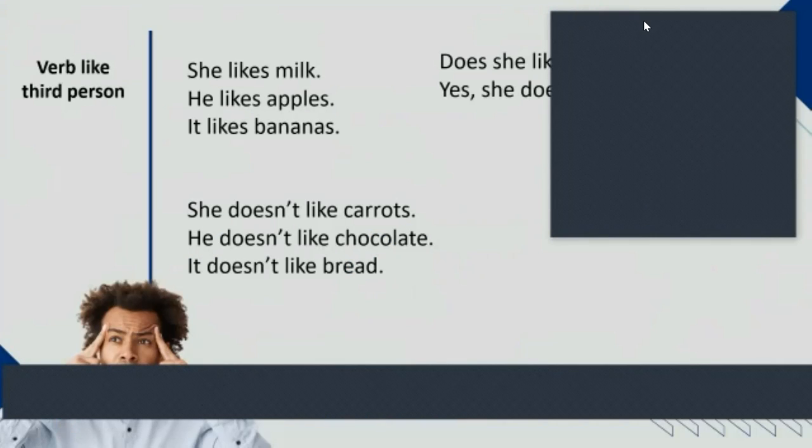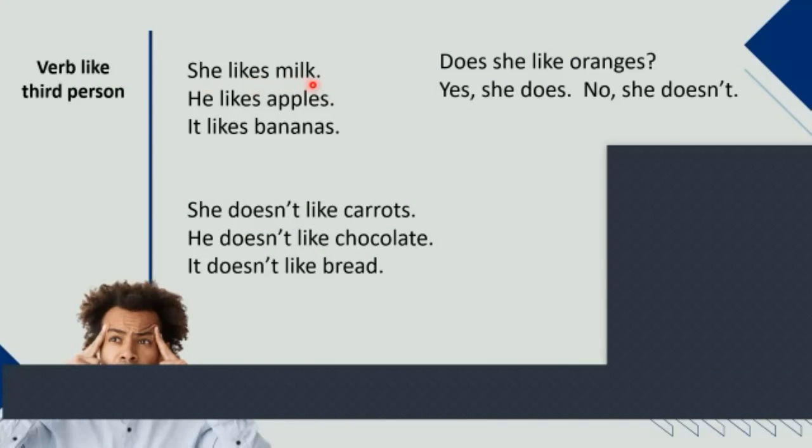En las terceras personas vamos a agregarle una S al verbo. She likes milk. He likes apples. It likes bananas. Aquí estamos hablando de un animal. ¿A qué animalito le gustan las bananas? Which is the animal? The monkey. A monkey, right? So a monkey likes bananas or it likes bananas. Third person, we add S to the verb likes. En la tercera persona le vamos a agregar la S al verbo like.